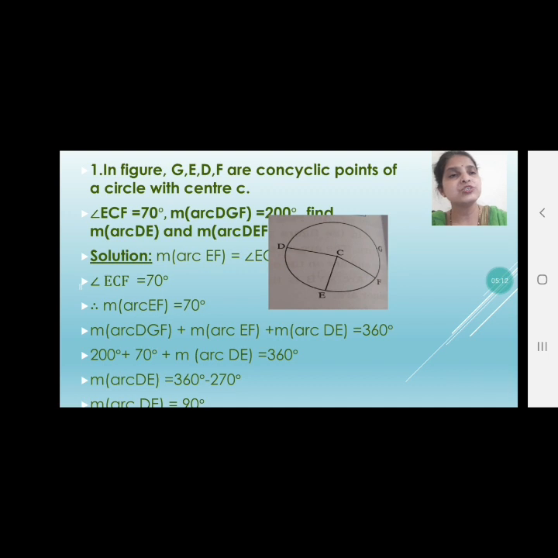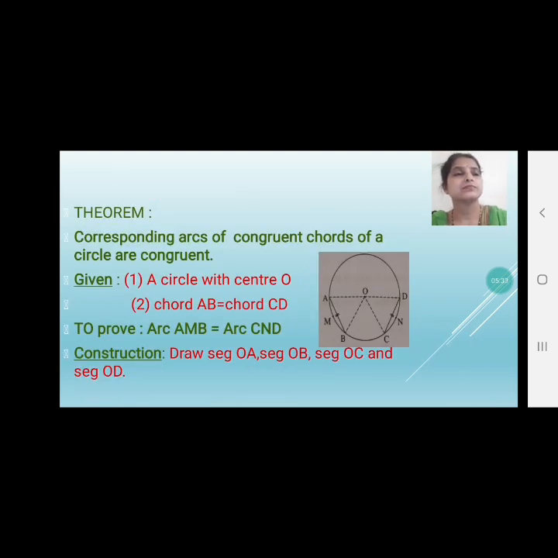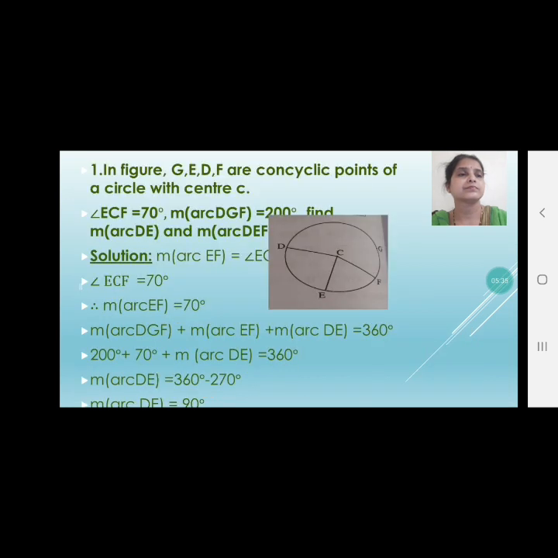Now here I substitute the values. DE will be as it is, 70 plus 200. 70 plus 200 is 270. So measure arc DE will be equal to 360 minus 270, okay, that is equal to 90 degrees. So measure arc DE is 90 degree.